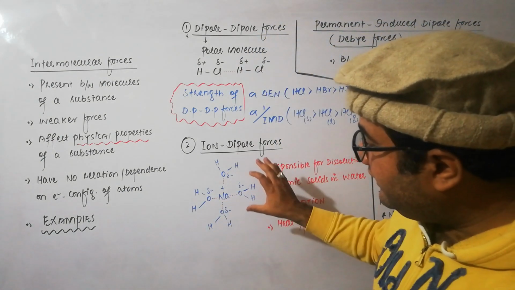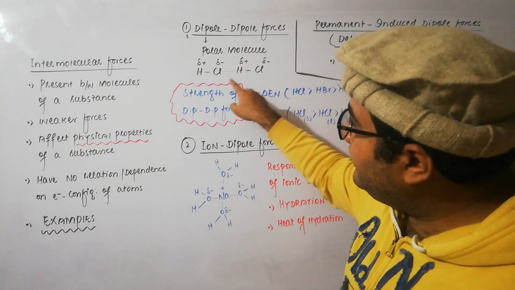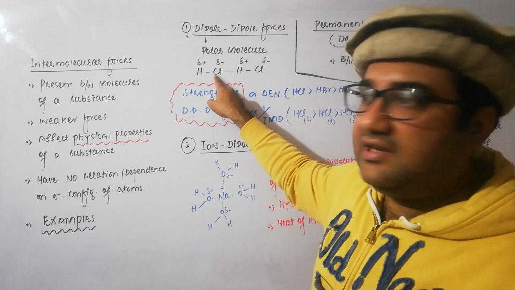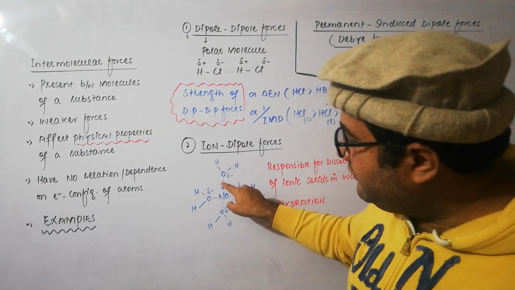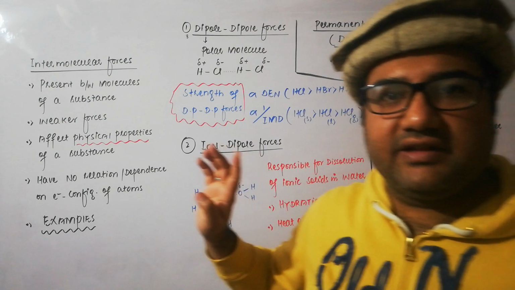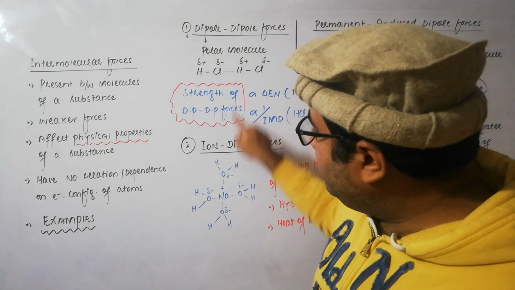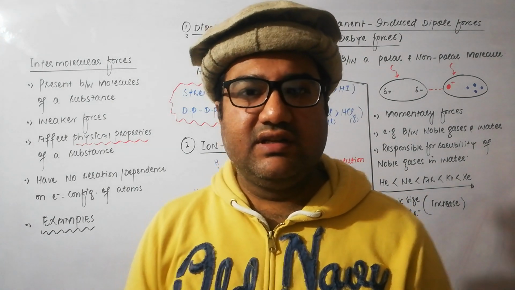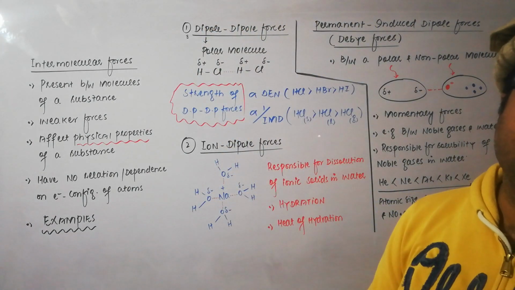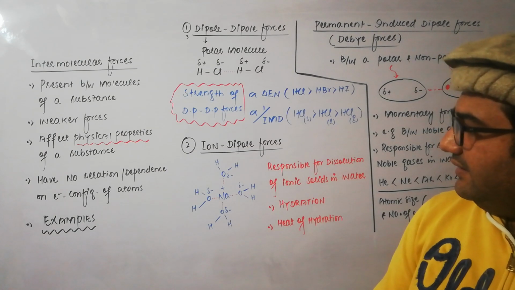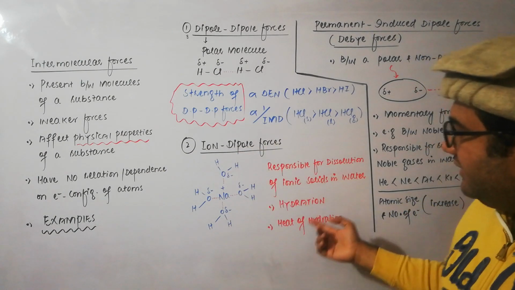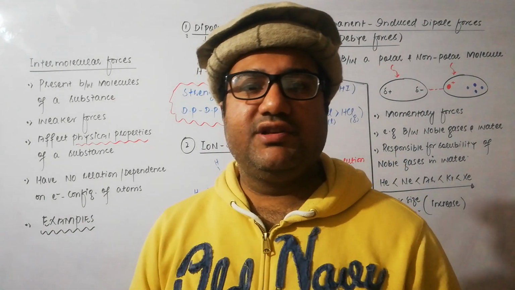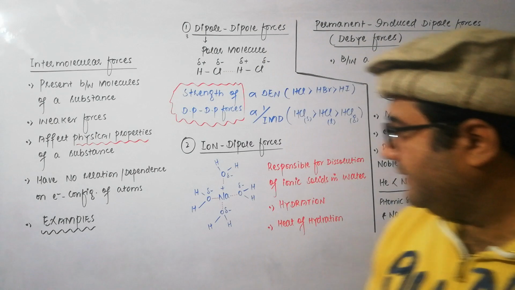Now, this force will definitely be stronger than this force, because here the forces of attraction are between partial negative and partial positive. But here the force of attraction is between complete positive and partial negative. So here the positive is partial, here the positive is complete, because an ion has a complete positive or negative charge. So that's why these forces will be very strong. This phenomenon is called hydration, and the energy released is called the heat of hydration, because the formation of forces is an exothermic process.